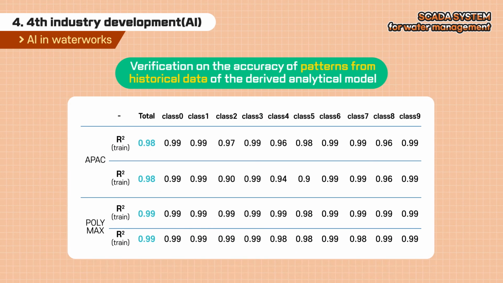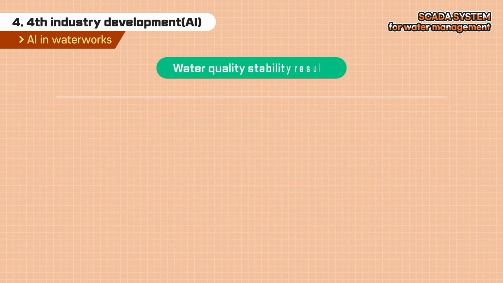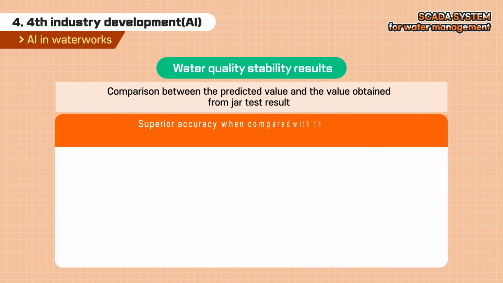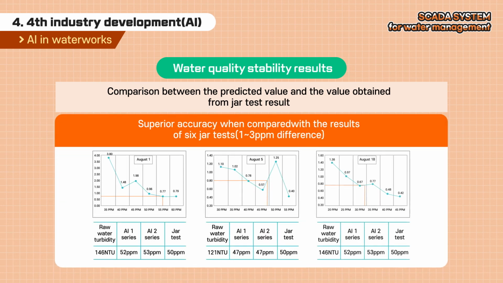R2 values for each type of coagulants were compared to verify the prediction accuracy of the artificial intelligence system in relation to the operation based on the worker's experience in the past. Two types of coagulants, APAC and Polymax, were compared, and the R2 values of each were compared for training groups and test groups, respectively. In terms of water quality stability, a comparison between the AI values and the results of a total of 6 jar tests confirmed that the prediction results were very accurate at 1 to 3 ppm.